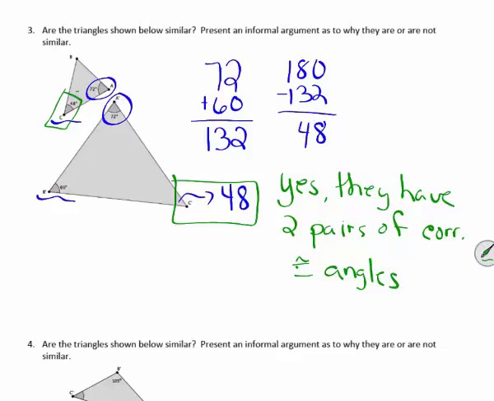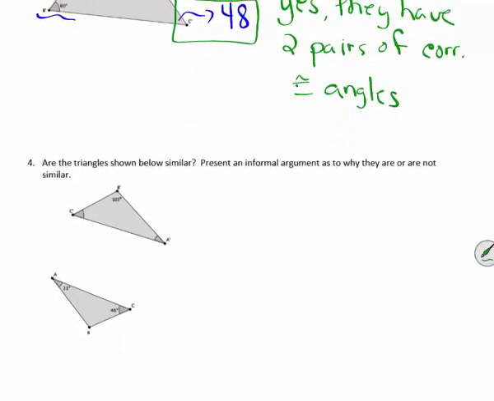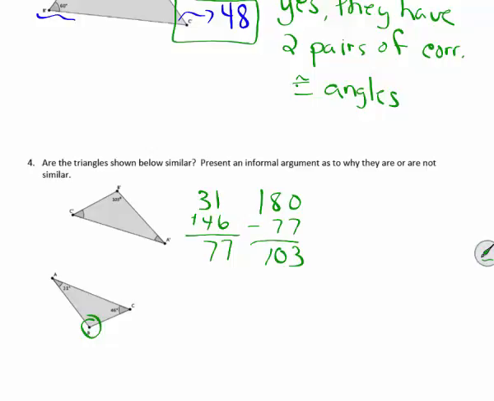All right, are the triangles below similar? Let's try this again. Up here I have 31 and 46, and up here I have 105. So I've got to figure this out. I'm going to figure out what B is to see if this will work. So 31 plus 46 gives me 77. When I subtract that from 180, I get 103.